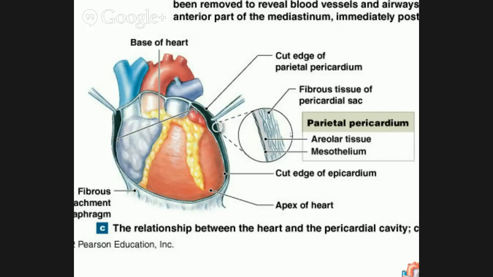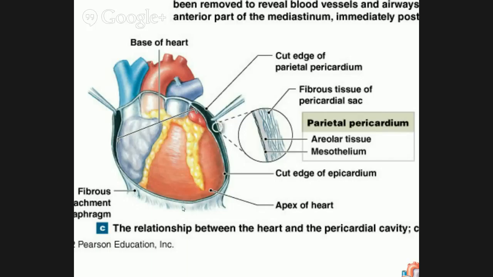Then they're showing you the parietal pericardium here, which I pointed out a second ago. But really, there's more to what's in this inset. There's some fibrous layer on the basal side of the membrane. Here they refer to that as the fibrous tissue of the pericardial sac. You might just as easily hear fibrous pericardium. That's dense, irregular connective tissue that sort of surrounds everything and anchors it in place.